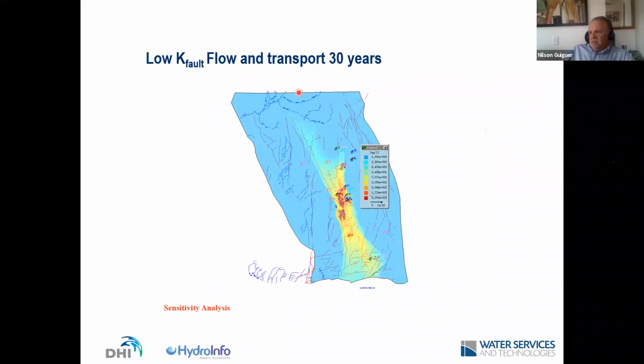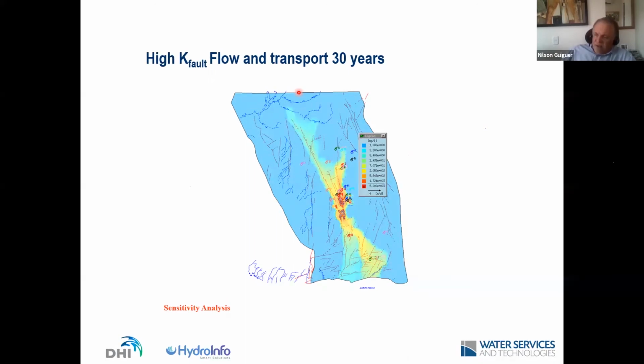And this is one scenario where we were doing sensitivity analysis for the K zone. So if we have lower K for the faults, that means that the flow in the porous media prevails more than in the fracture, or the flow in the fracture does not prevail as much on top of the porous media. So the plume is more widespread. With higher hydraulic conductivity in the faults, the plume moves much faster and is much more concentrated in these faults.